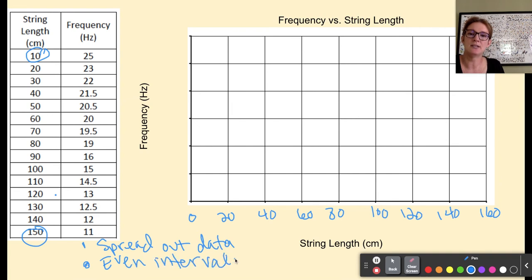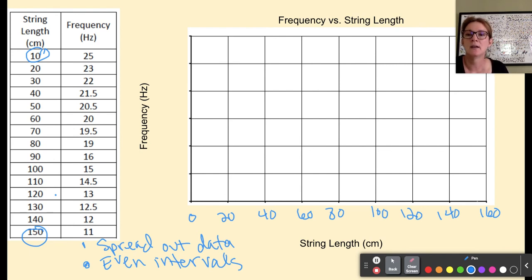So let's say you started labeling your axes and you realized you were running out of room. So all of a sudden you changed from 20 to 40 to fit it in. That is not okay. So if that happens, you have to erase and redo it, and choose a different interval. That brings me to why we use pencils to do graphs, because erasing is inevitable. It's going to happen.